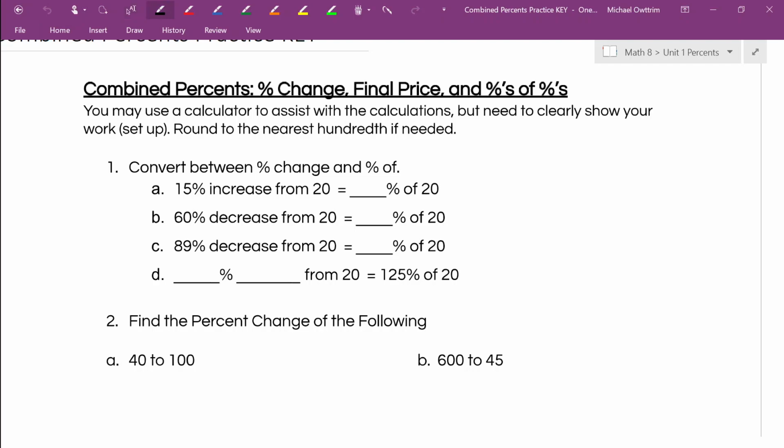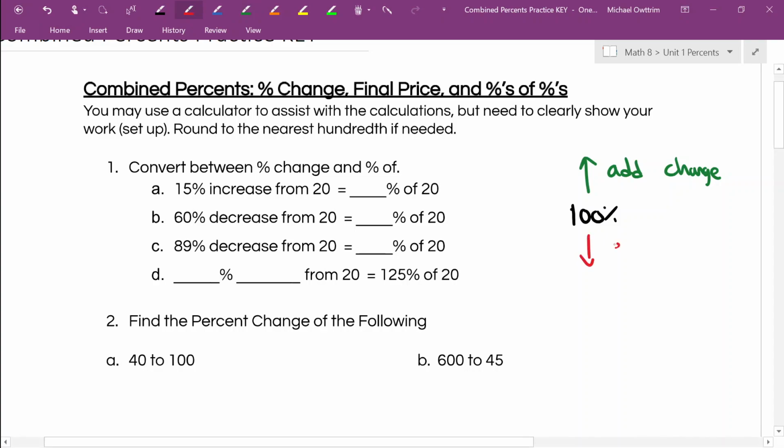The main idea to understand for this is that we always start at 100%, and if we are increasing from 100%, we'll add the change, and if we're decreasing, then we'll just subtract. And that's the main thing to know for converting between a percent change from a number to a percent of a number. So if we have a 15% increase from 20, then this is going to be starting at 100 and increasing or adding 15, and we'll get 115% of 20.